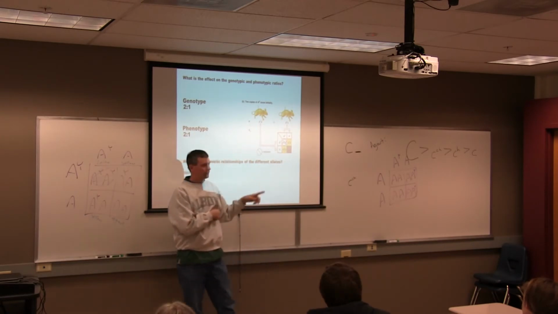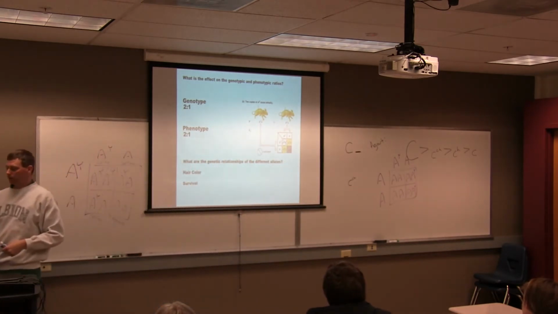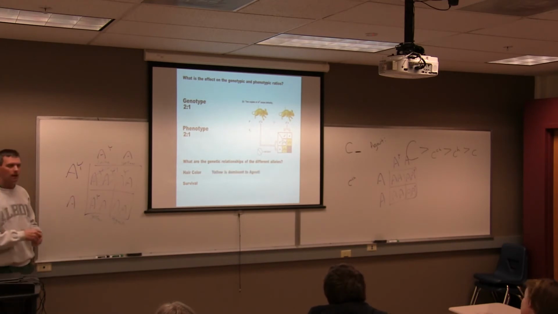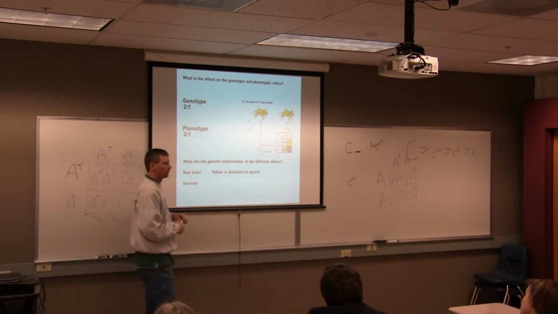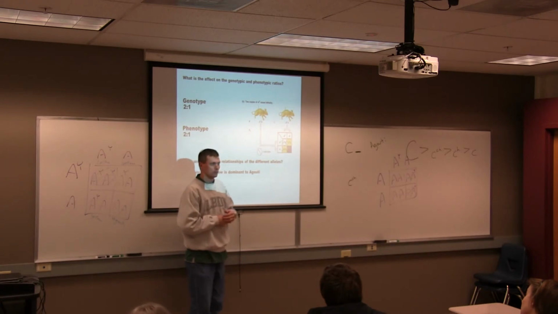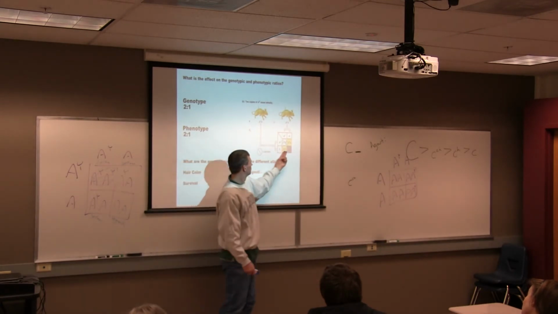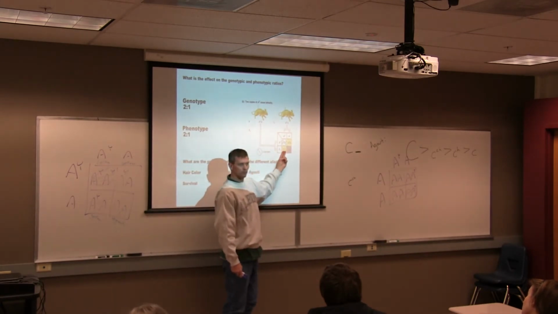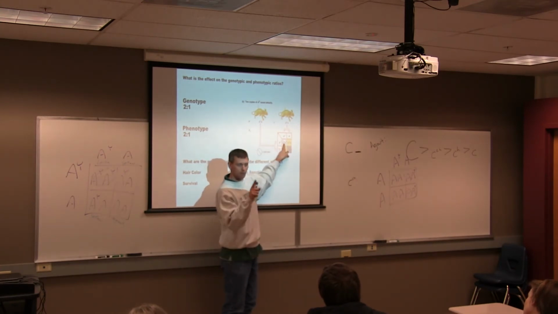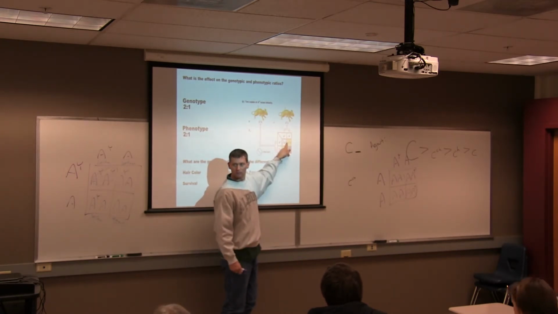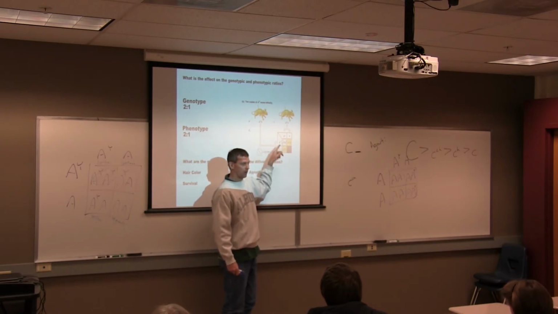It looks yellow. For survival, of being alive or not being alive, which is dominant? Agouti? In the heterozygote, you're alive. If you're homozygous yellow, you're not alive. If you have just one copy of the agouti, you're alive. If you don't have any copies of agouti, you're dead. Agouti is dominant over yellow in the heterozygote for survival.